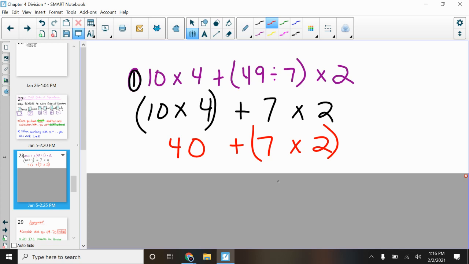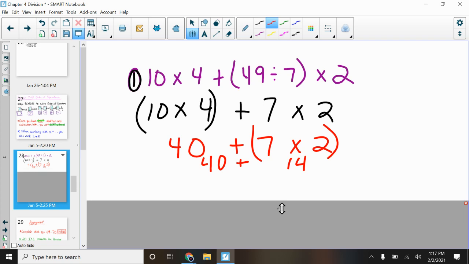Okay, what's 7 times 2? It's 14. What are you going to do next? Then you're going to add 40 to 14. Well, let's bring down the stuff first that we haven't used, which is the 40 and the 14. And now that's all we're left with, which is just 40 plus 14. Let me move it down a little bit. So we're left with our 40 plus our 14.